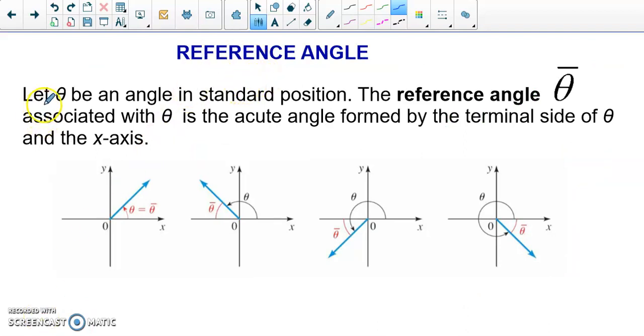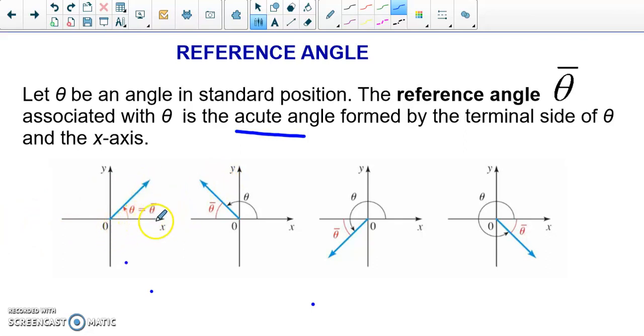Let θ be an angle. The reference angle is the angle formed by the terminal side, basically the blue side that you can see on the screen, of theta, and the x-axis. So you can see that if this is the angle, just this one, then theta is the same as theta bar. If your angle is obtuse, then you're finding your reference angle.